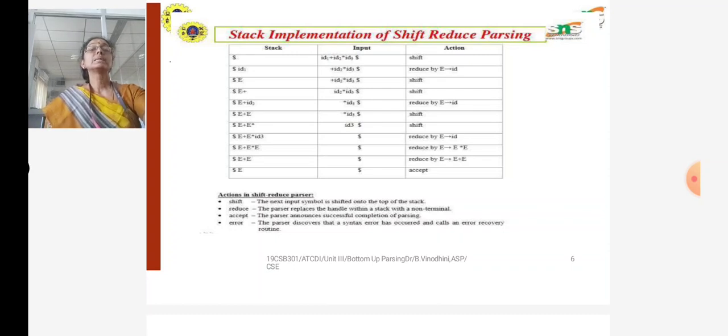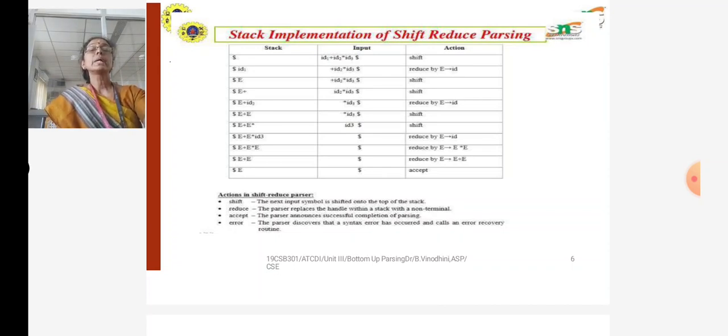For example, consider the input string id plus id star id. That input string is reduced into the starting symbol E using the set of production rules. In the stack implementation of shift reduce parsing, we have a stack, input and action. In the stack, initially we have a dollar symbol at the bottom. The input buffer contains the input string followed by the dollar symbol.